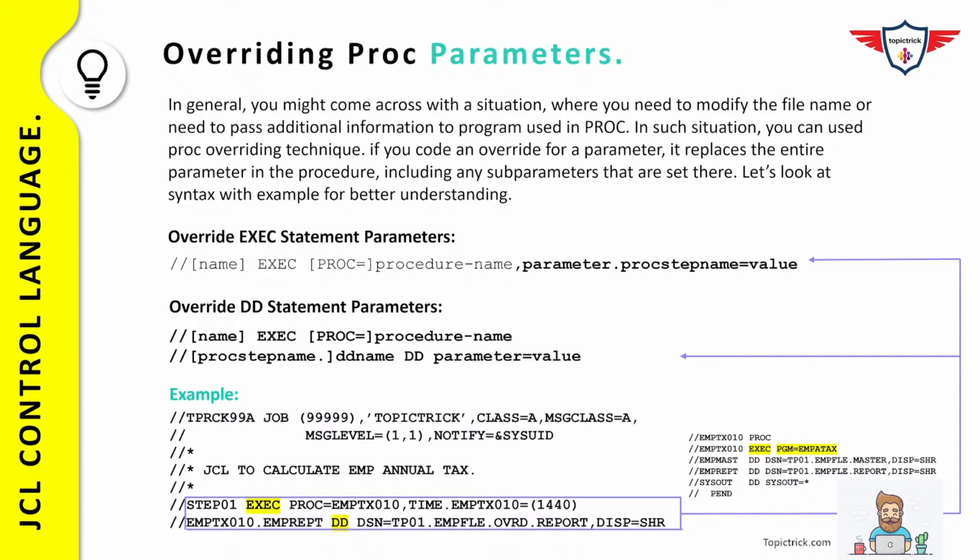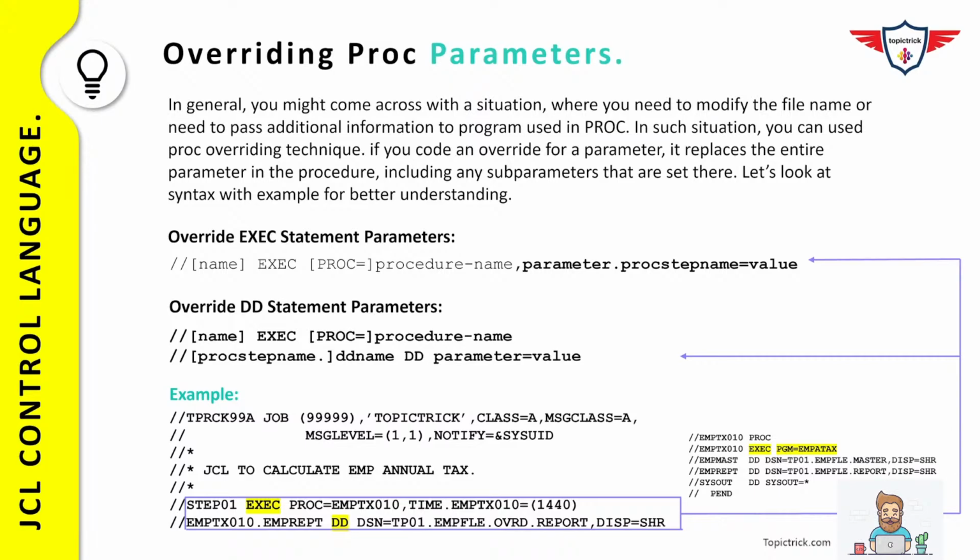So with the help of the override proc technique, you can modify or change any of the keyword parameters which are defined on the execute statement or on the DD statement. In fact, you can use the proc overriding technique to override the file name which is defined in your catalog procedure. And the best part is you are not required to change anything in your catalog or in-stream procedures.